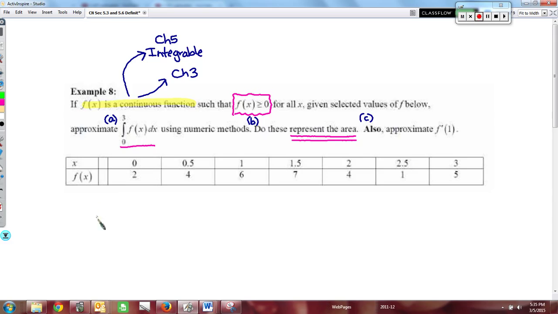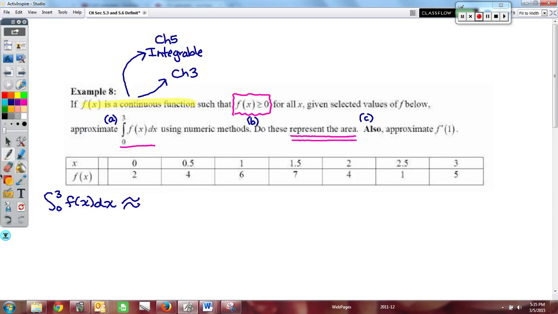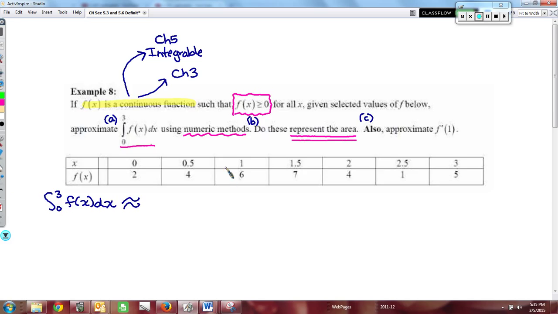Okay, so let's start with part A, our approximation of the definite integral. We label it, because that's always important, and then we put our approximation. Now it just says using numeric methods. That basically means use a Riemann sum. We're going to practice them all. They'll be very specific on the AP. They'll say do a left Riemann sum, do a right Riemann sum, do a trap sum. They'll tell you what they want. So just for practice, we're going to do a left, a right, the midpoint, and the trap, just like we were doing before.